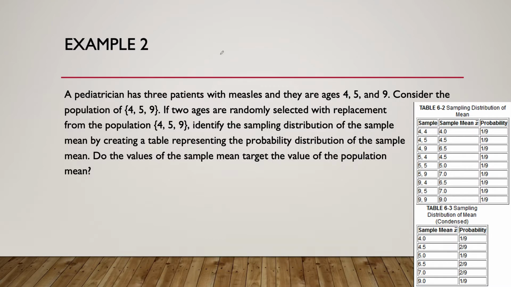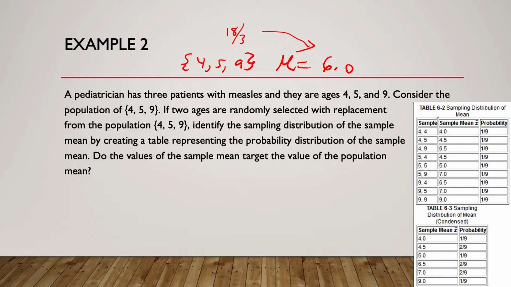Well, we first need to know the population mean for 4, 5, and 9. If we average those three numbers, the mean is 6.0, because this adds up to 18 divided by 3. Hence where that comes from. So that gives us a value of 6.